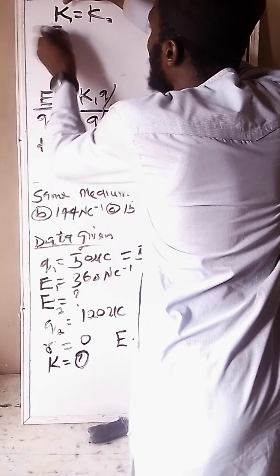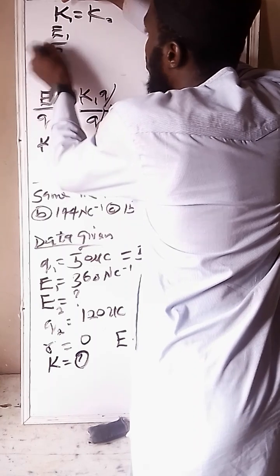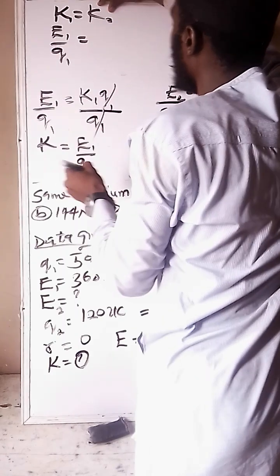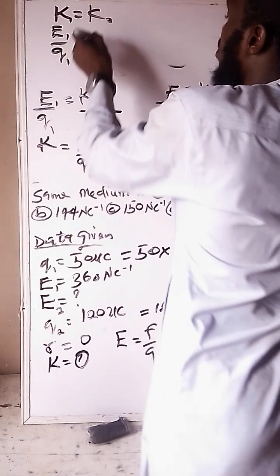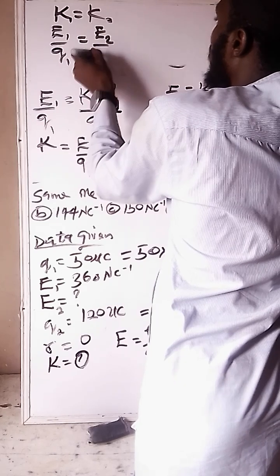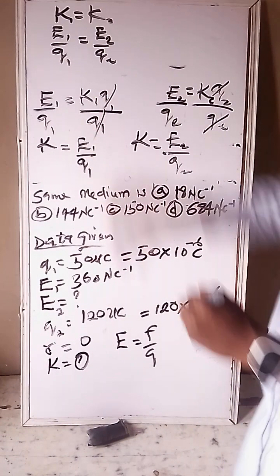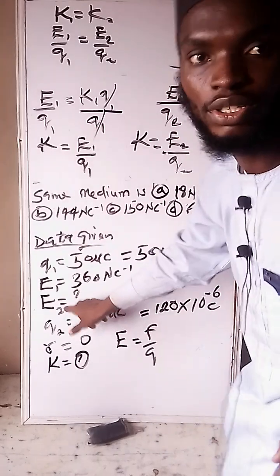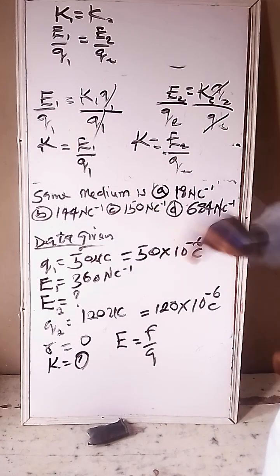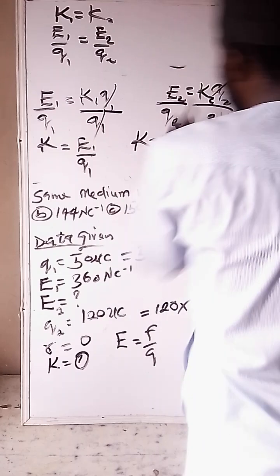We have E1 all upon Q1. This K2, which is this one, we have E2 all upon Q2. This is the best formula we need. So what are we looking for? E2. Based on this, make E2 the subject of the formula and you get your result. Hope I'm communicating.